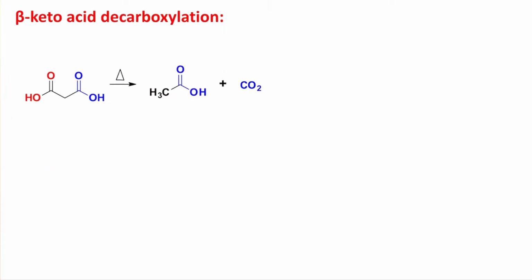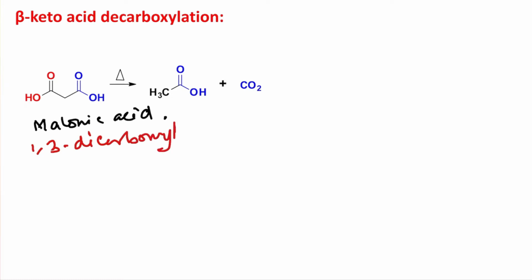The next in this homologous series is actually malonic acid, and this malonic acid is actually a beta keto acid, or you can say a 1,3-dicarbonyl compound. I have already discussed about 1,3-dicarbonyl compounds. You may visit for better learning. Now since this is a 1,3-dicarbonyl compound, it is not that much electron deficient like oxalic acid, but there is some special phenomenon through which it undergoes decarboxylation.